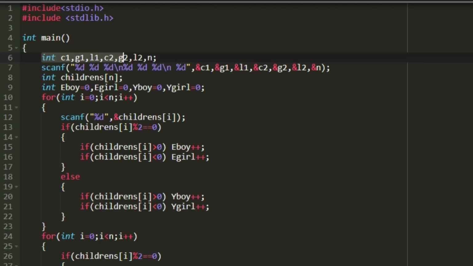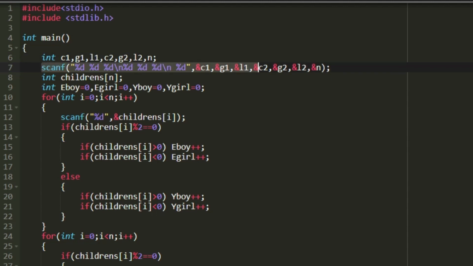So in the first line we are creating 7 integer variables. The variables with suffix 1 mean the elder brother and with suffix 2 mean the younger brother. So C1, G1, L1 are the cash, gold and land owned by the elder brother, and C2, G2 and L2 are the cash, gold and land owned by the younger brother, and variable n is the total number of children.